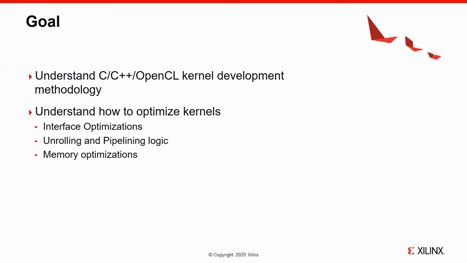The goal of this section is to understand the methodology when developing C, C++, and OpenCL kernels. We'll discuss how to optimize kernels, and the main areas we'll look at are interface optimizations, unrolling and pipelining logic inside the kernel, and memory optimizations, primarily optimizations related to on-chip memory inside the FPGA.